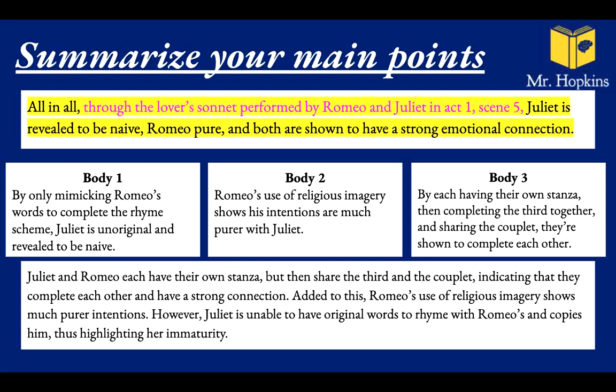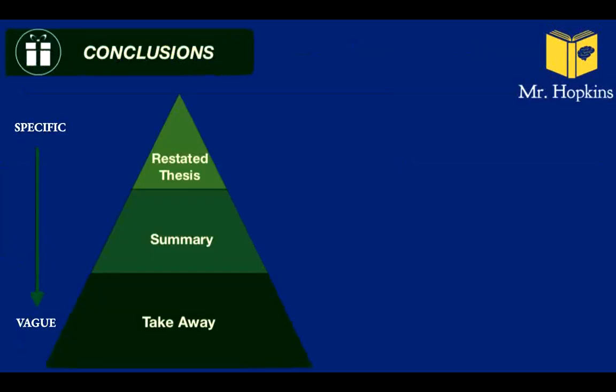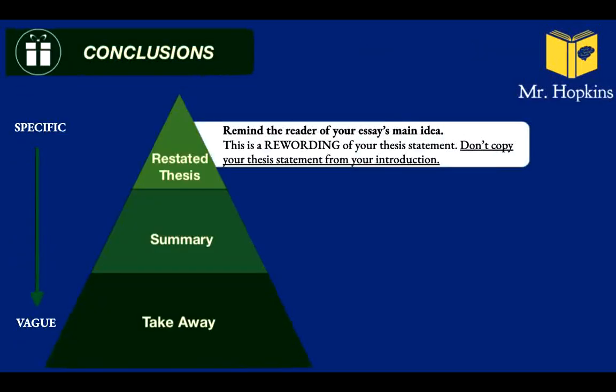Juliet and Romeo each have their own stanza, but then share the third and the couplet, indicating that they complete each other and have a strong connection. Added to this, Romeo's use of religious imagery shows much purer intentions. However, Juliet is unable to have original words to rhyme with Romeo, and copies him, thus highlighting her immaturity. I've just summarised all 3 claims. I'm not copying and pasting, I'm rewording and summarising. That's the restating the thesis, that's the summary.